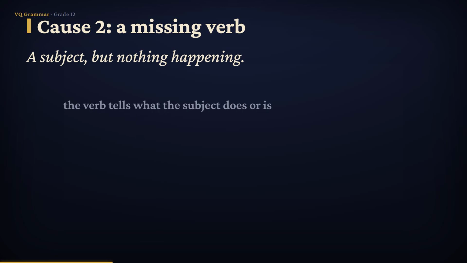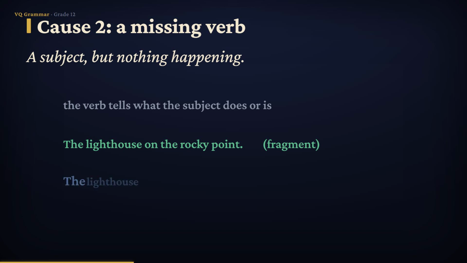The verb is the word that tells what the subject does, or simply that it is. Consider this. The lighthouse on the rocky point. We have a subject, the lighthouse, and a phrase telling us where it stands, but nothing ever happens. There is no verb, so the thought never closes. Give it one, and it comes alive. The lighthouse on the rocky point blinked. Now the subject actually does something.